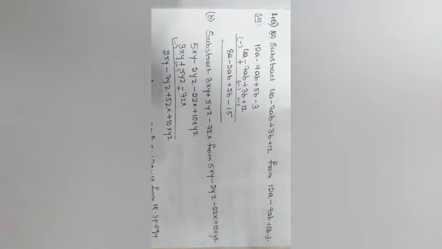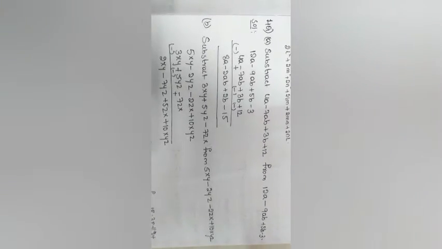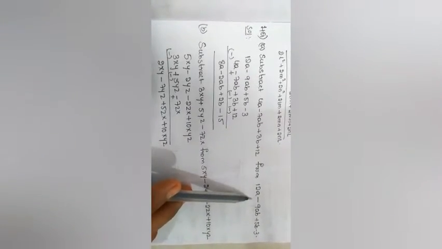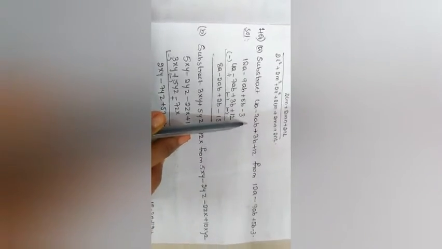Coming to the fourth question: the third question is add, but the fourth question is subtract. Subtract this from this. So first you need to write the second expression, and then write the first one. If it is plus here, we need to take minus here. If it is minus here, we need to take plus here, and then solve.